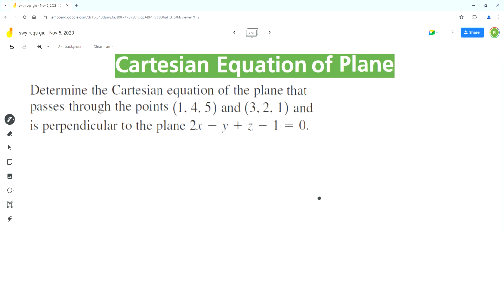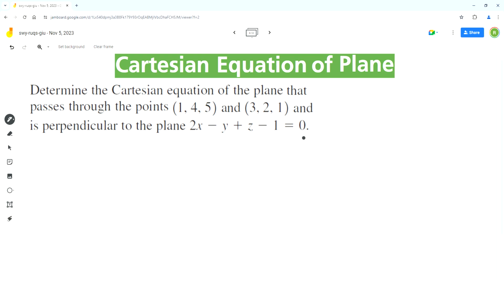So in this video, we'll solve this problem using the concepts of Cartesian equation of plane. As per the problem, determine the Cartesian equation of the plane that passes through the points (1, 4, 5) and (3, 2, 1) and is perpendicular to the plane 2x - y + z - 1 = 0.